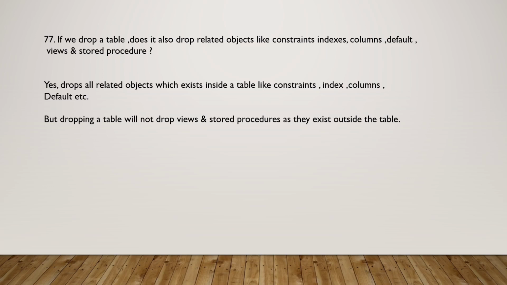If we drop a table, does it also drop related objects like constraints, indexes, columns, defaults, views, and stored procedures? The answer is yes. It drops all related objects which exist inside the table, like constraints, indexes, defaults, etc. But dropping a table will not drop views and stored procedures, as they exist outside the table.